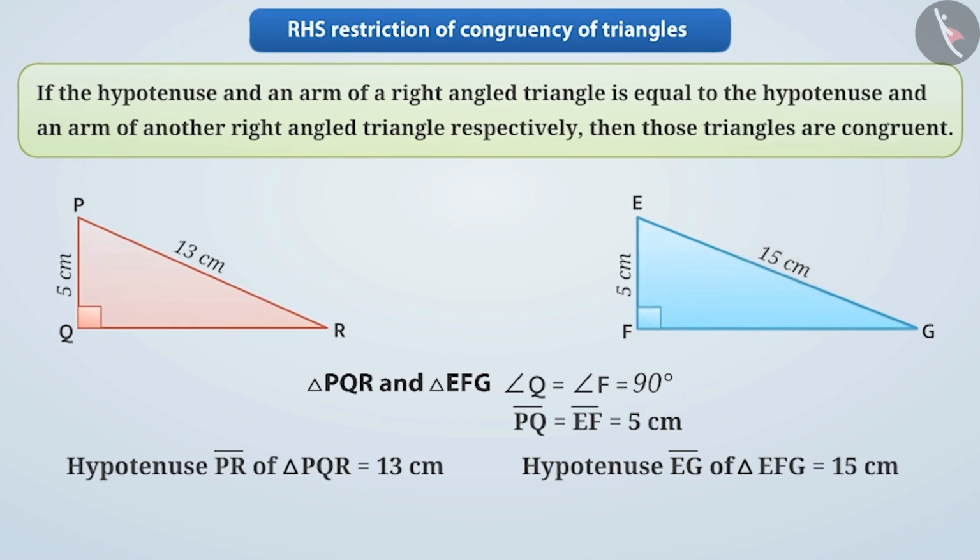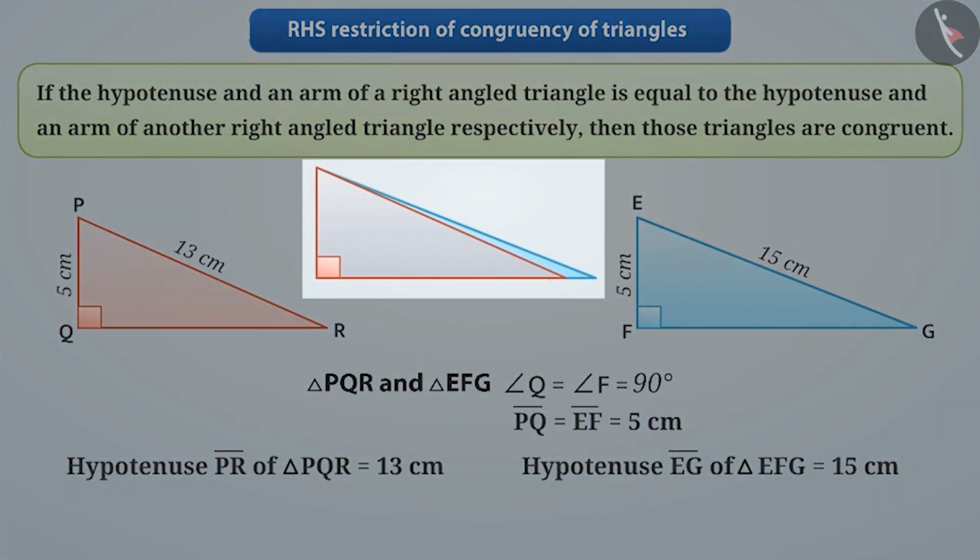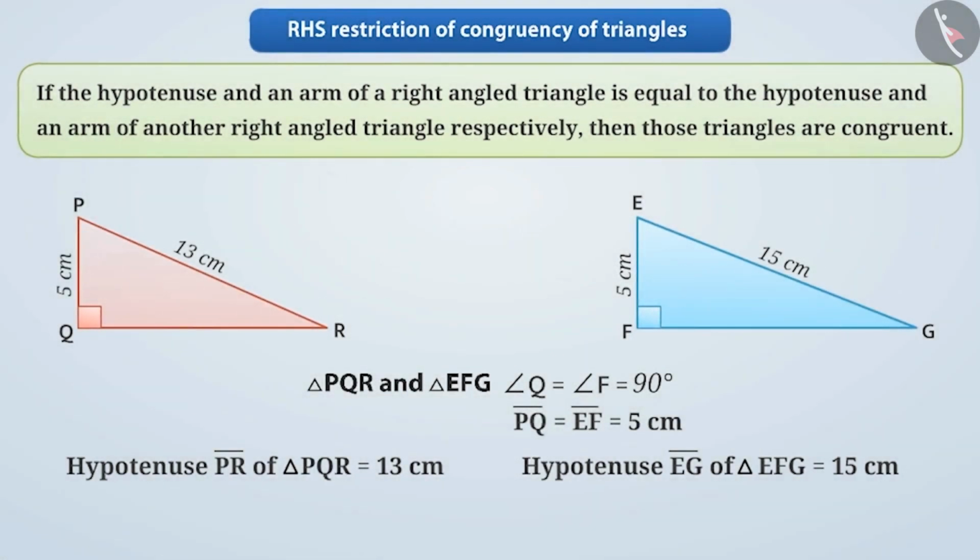If one of these triangles is placed on the other, then we will see that one triangle cannot completely cover the other triangle. That is, the size and shape of these two are not equal. Therefore, in this case, triangle PQR and triangle EFG are not congruent. So now you must have understood that with the RHS congruency theorem, you can check the congruency of any two right-angled triangles.